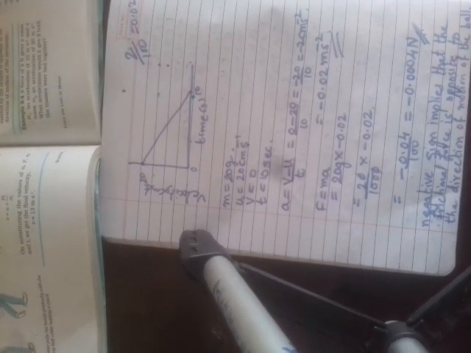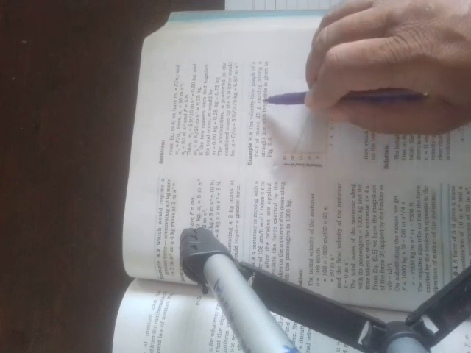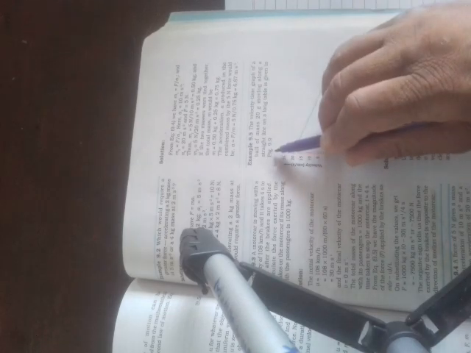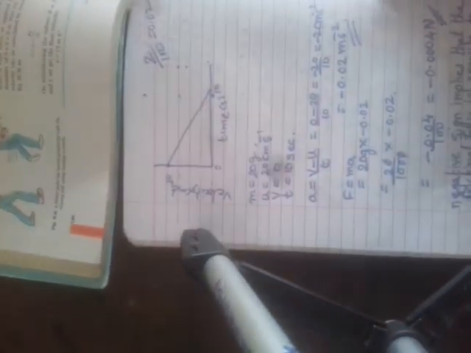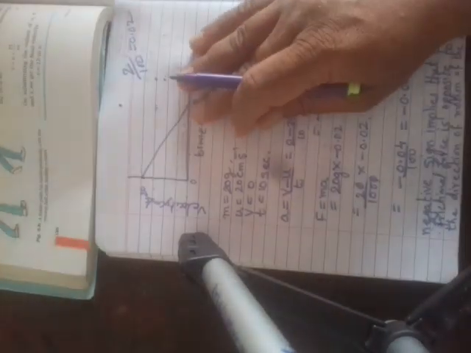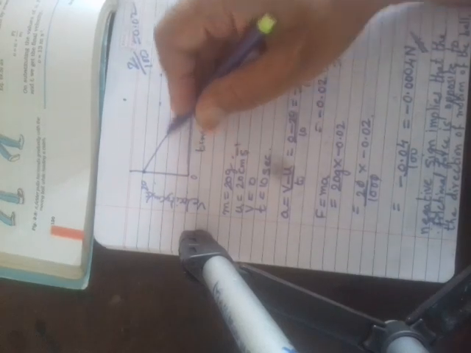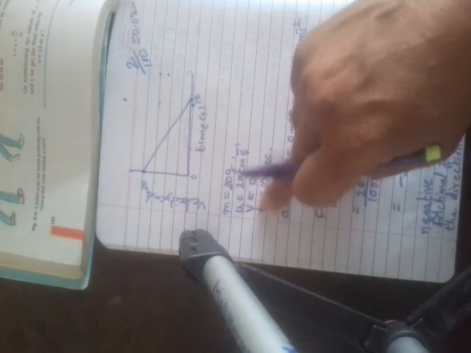So let us solve example 9.5. Okay. Now see, if you look at the velocity time graph, initial velocity is 20 centimeters per second. Final velocity becomes 0 here. Because it is brought to rest, final velocity is 0.